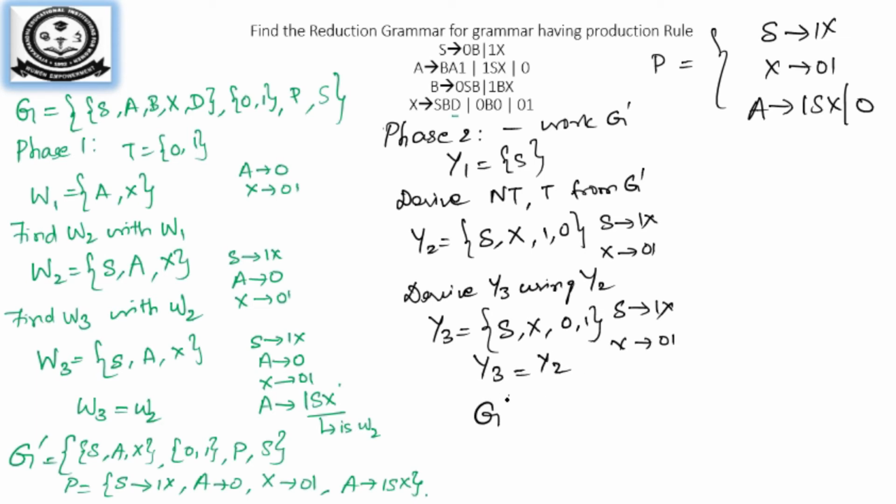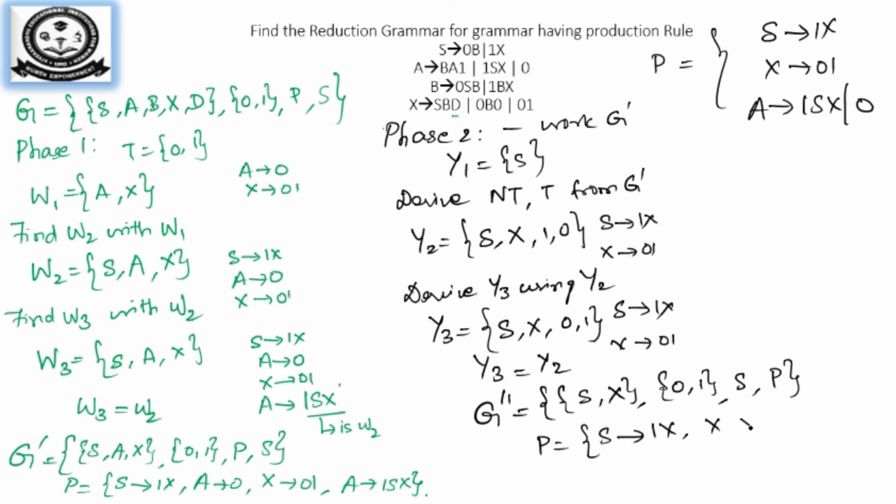So your G double dash, the reduced context-free grammar, will have non-terminal symbols S and X, and it will have terminal symbols 0 and 1. The start symbol is S and the production rules will consist of S tends to 1X and X tends to 0, 1. So this is your reduced context-free grammar for the given grammar.